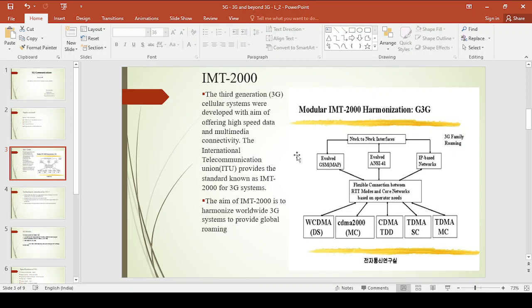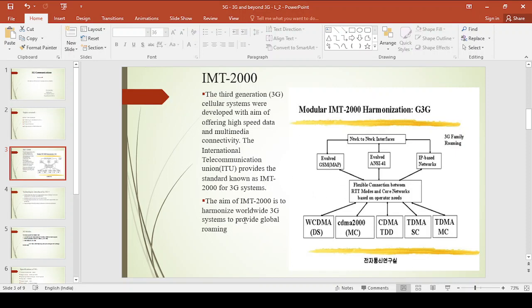multimedia connectivity, right? Now the ITU provides the standard. ITU is nothing but International Telecommunication Union, right? This provides the standard IMT 2000 for the third generation system. Now these standards will continue for the fourth generation system, fifth generation system, and sixth generation also. IMT is nothing but International Mobile Telecommunication, and ITU is nothing but International Telecommunication Union, right? ITU has given a standard to the third generation system, that is nothing but IMT 2000, right?